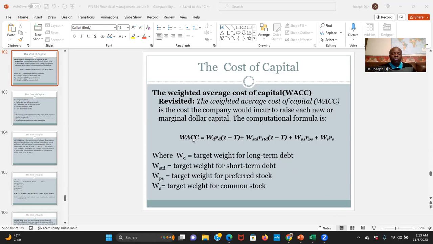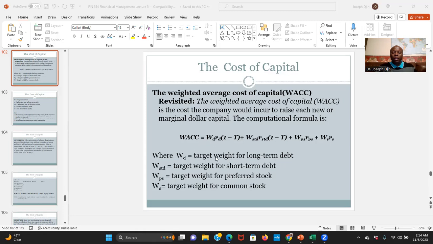The formula is explained as follows: weighted average cost of capital equals the target weight of long-term debt times the cost of long-term debt times 1 minus tax rate. Then the target weight of short-term debt times the cost of short-term debt times 1 minus tax rate, plus the weight of preferred stock times cost of preferred stock, plus weight of common stock times the cost of common stock.